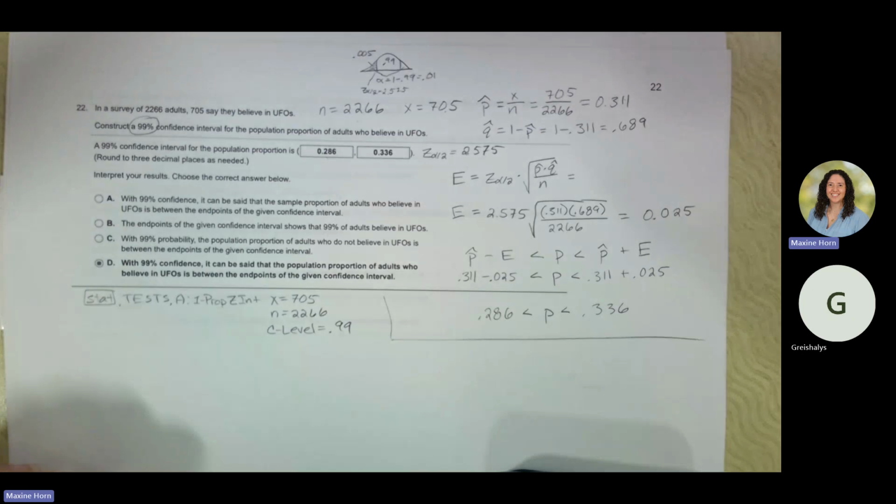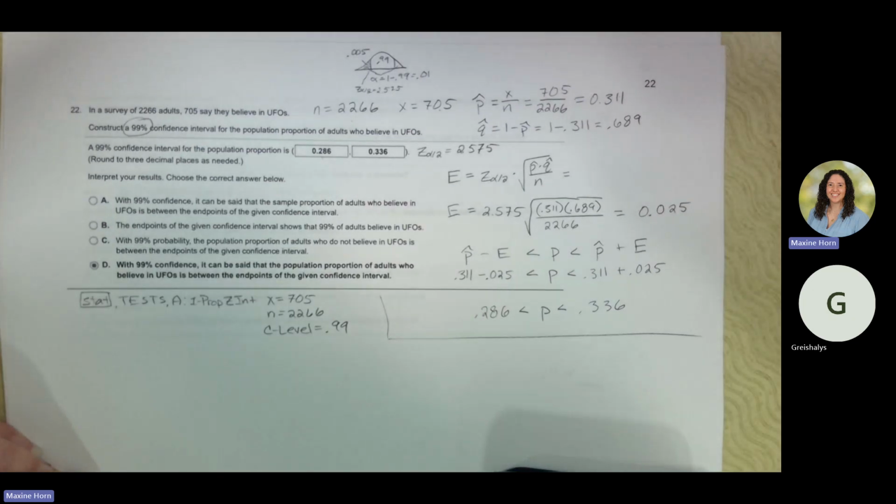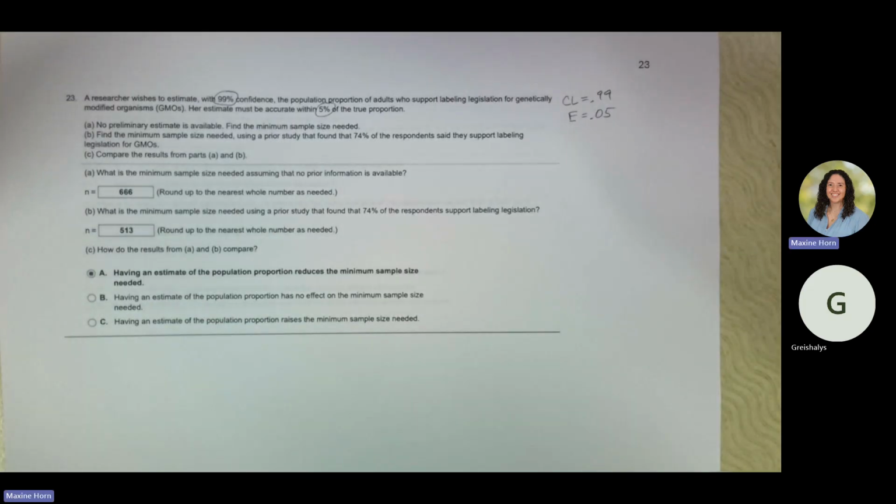Hopefully you guys are getting the pattern by now, that when you're doing a full confidence interval, it's faster to just plug it into the calculator. Okay, now we're going to do this one. So for the purposes of time, let's just do a confidence interval. Hang on just one second. Okay.